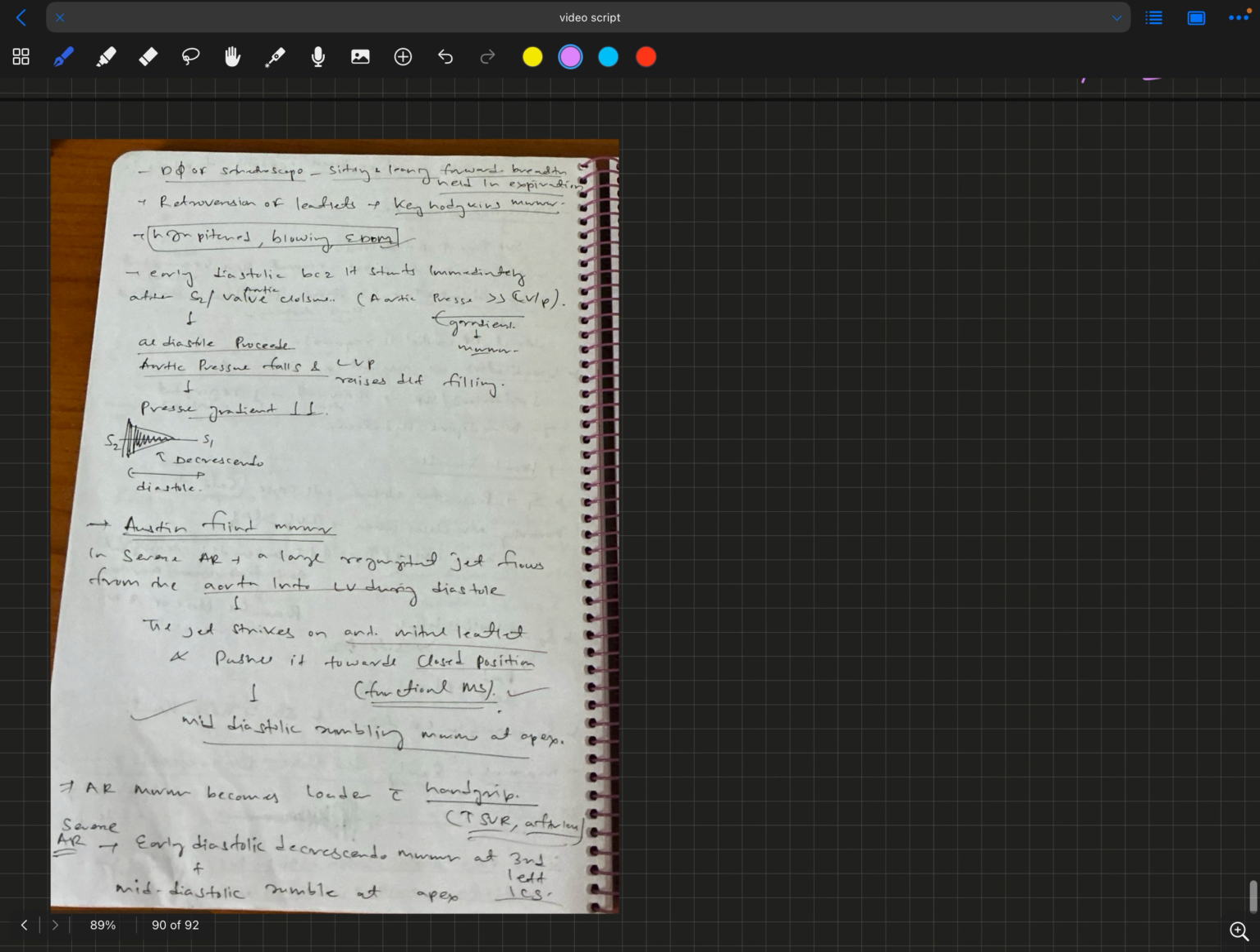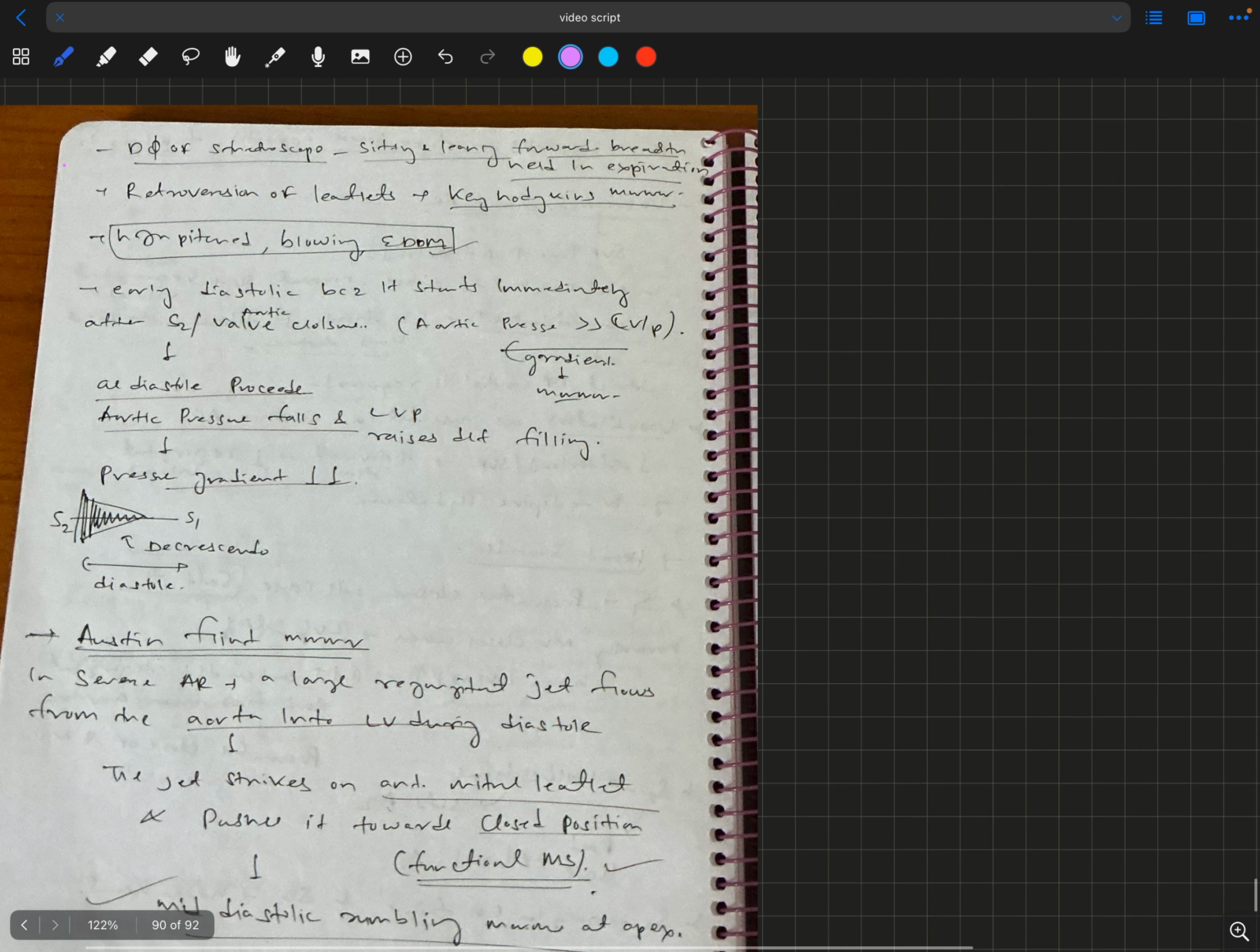It is heard with the diaphragm of the stethoscope, with the patient sitting and leaning forward, breath held in expiration, because expiration increases the murmur intensity in case of left-sided murmurs. Retroversion of leaflets leads to Cole-Hutchins murmur. It is a high-pitched blowing murmur, an early diastolic decrescendo murmur.